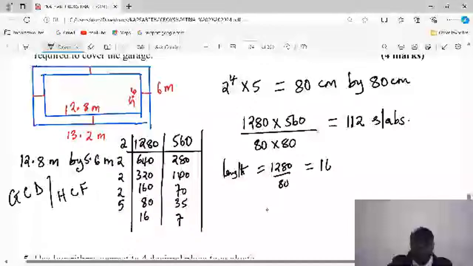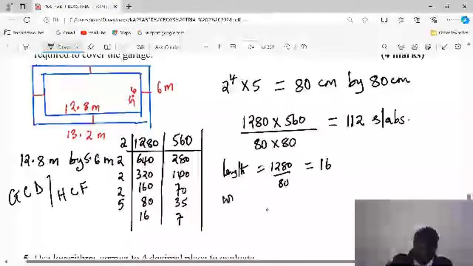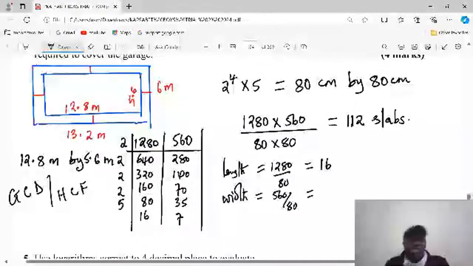Then along the width, the internal width is 560. So divide by the length of a square slab, which is 80. So 560 divided by 80 is giving us exactly seven slabs. So according to the length, there are going to lie 16 slabs. According to the width, there shall lie 7 slabs along the width, and therefore the total will be the product.